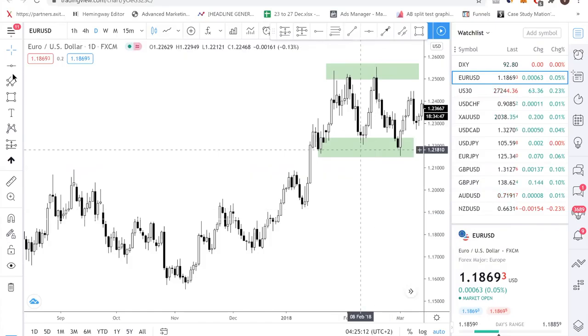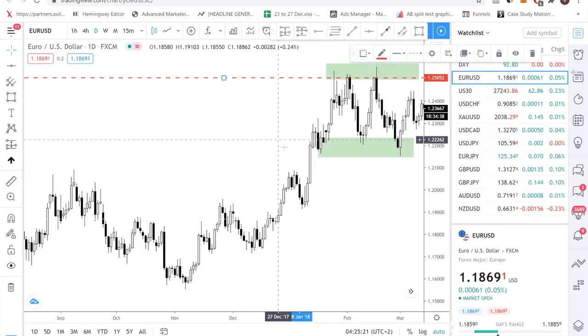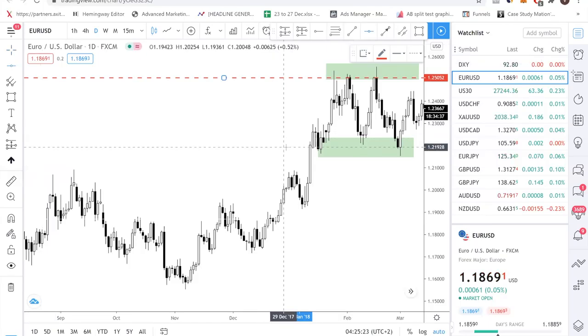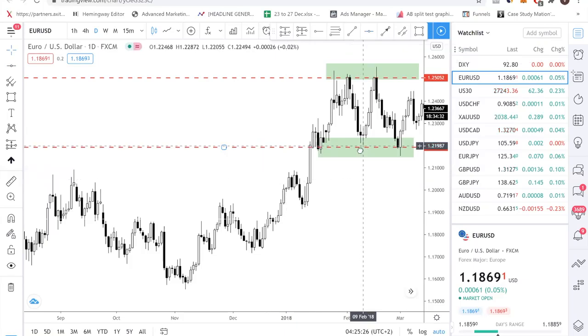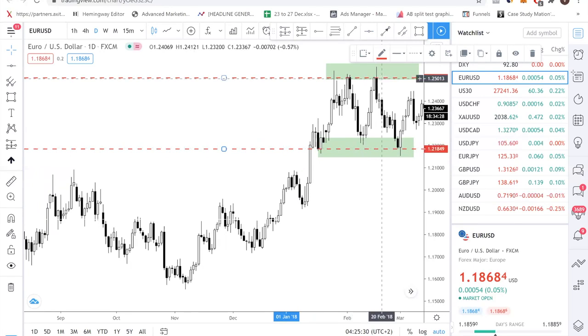Step number two is to plot the levels. As always, just take your horizontal line and start plotting your levels. Okay, so I only have two levels. Let me just adjust it such that I touch the most number of candles. And I'm happy with these levels. So I have my support and I have my resistance level. Now what I need to do is look for an opportunity to buy at the bottom or sell at the top. So let's see if you get it.